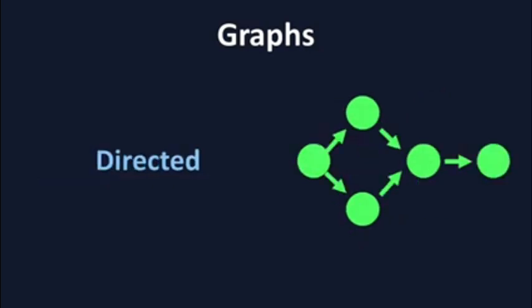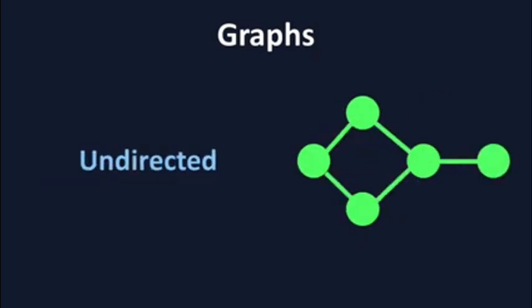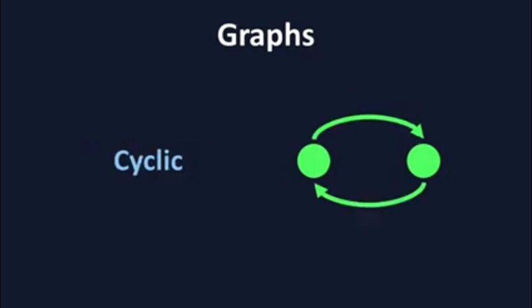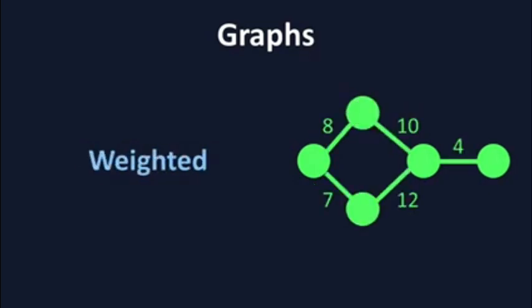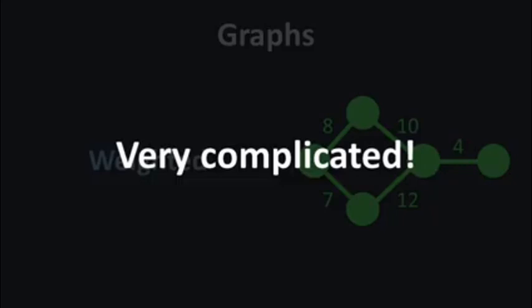Graphs can be directed, where nodes point to other nodes, but they can also be undirected. Some graphs have cycles, where two nodes point to each other. The edges between nodes can also be weighted, where the path has a value associated with it. As you can see, graphs are very complicated, which is why many people consider them to be one of the hardest data structures to learn. I'm going to make an entirely separate video dedicated to graphs, so we'll tackle the complexities in a little bit. For now, let's see an example where graphs are useful data structures.